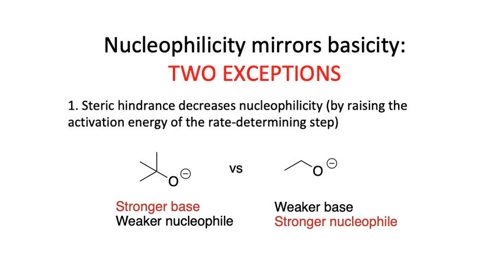There are two important exceptions. The first case relates to steric hindrance. Sterically hindered nucleophiles require more energy to access the alpha carbon, resulting in a higher activation energy. In an example like tert-butoxide compared to ethoxide, the very sterically hindered species is a weaker nucleophile than ethoxide, even though it's a stronger base, because it has three electron donating groups, which increases the charge on the oxygen. So steric hindrance makes for a weaker nucleophile. Ethoxide is a stronger nucleophile and a weaker base.